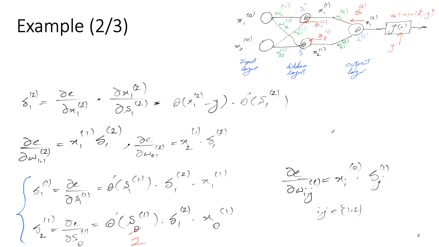So overall, we need to compute the partial E over each of those deltas for I and J, W I and J, where I and J are coming from the set of 1 and 2. We have two layers, two nodes, xi of 0 multiplied by delta J of that specific layer, okay?